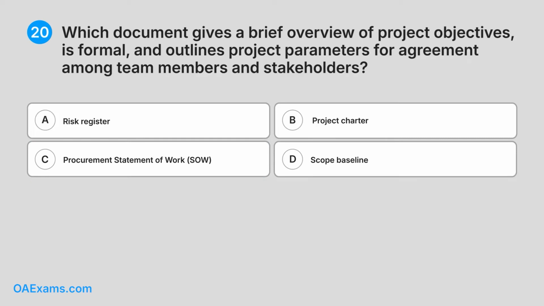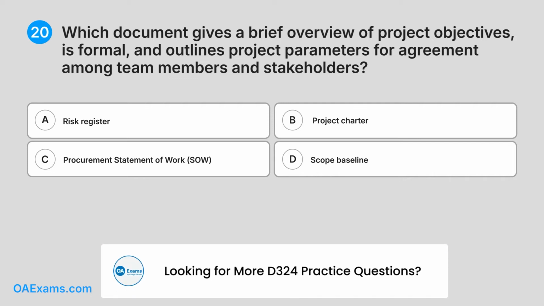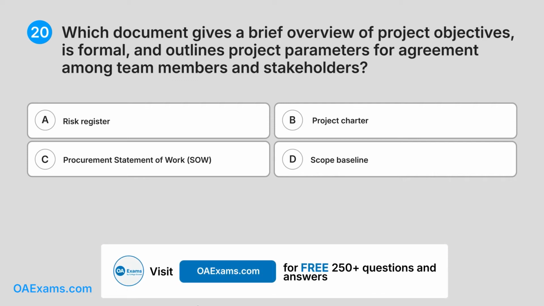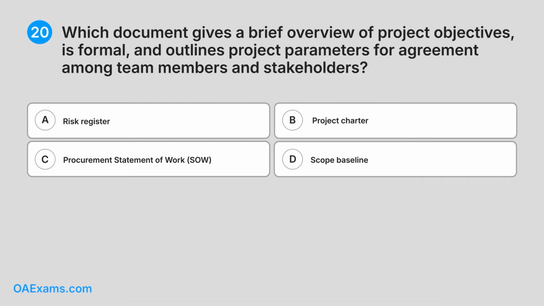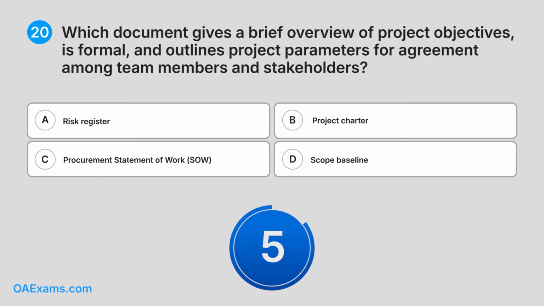20. Which document gives a brief overview of project objectives, is formal, and outlines project parameters for agreement among team members and stakeholders? A. Risk register. B. Project charter. C. Procurement statement of work. D. Scope baseline. Do you know the answer?